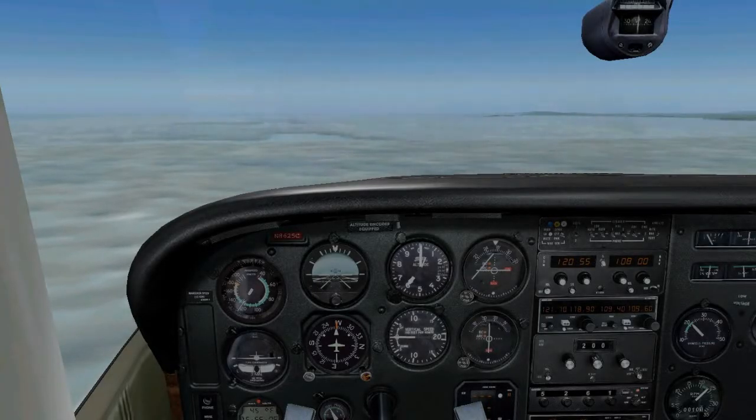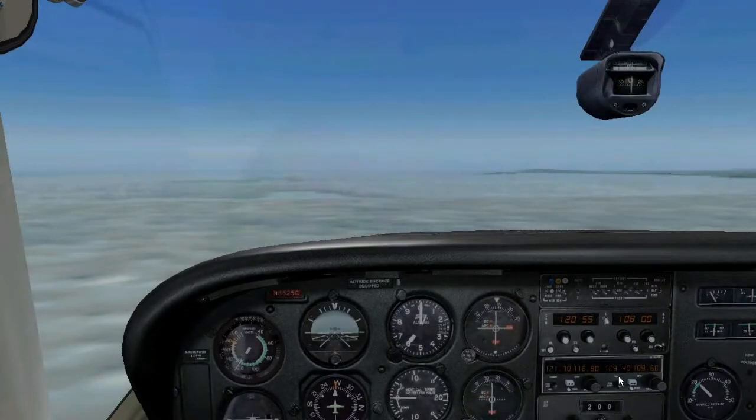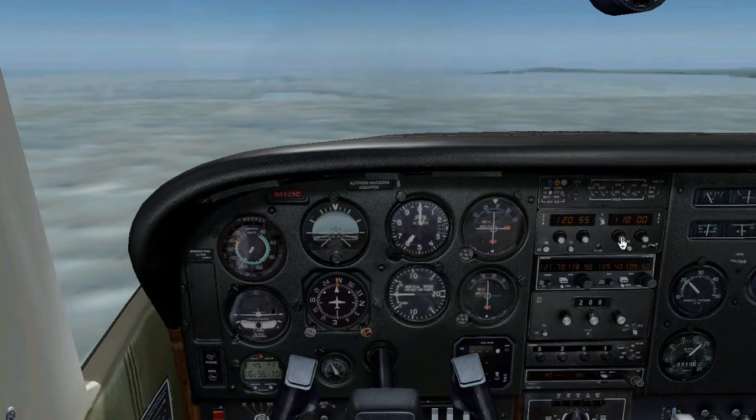Hi guys, welcome back. This is FSX 404 and today I'm going to go over ILS approach a little bit. Basically what I'm going to do is give you a few tips on how to fly an ILS properly.